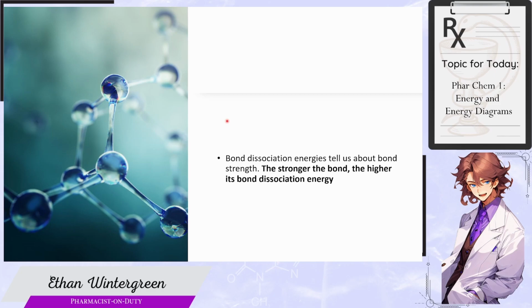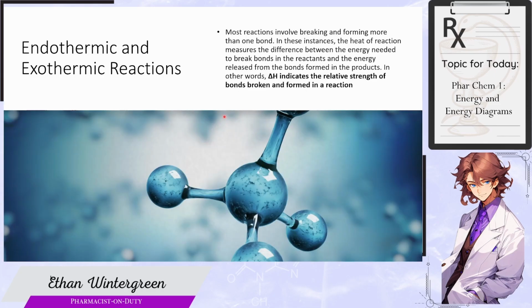Bond dissociation energies tell us about bond strength. The stronger the bond, the higher its bond dissociation energy. In terms of endothermic and exothermic reactions, most reactions involve breaking and forming more than one bond. So in these instances, the heat of reaction measures the difference between the energy to break bonds and the energy released from bonds. Mathematically, you subtract the product's heat from the reactant's heat.